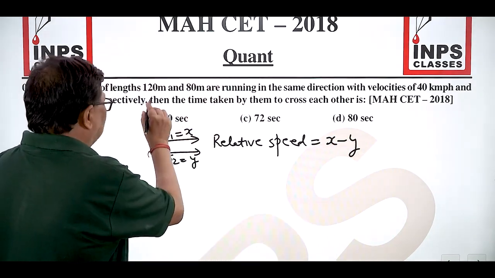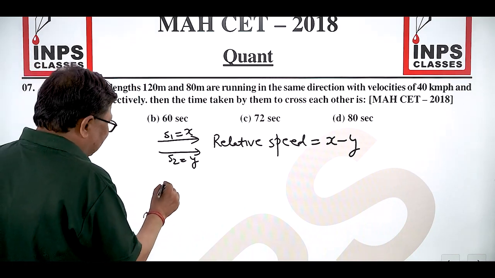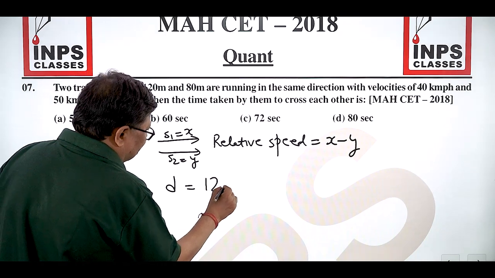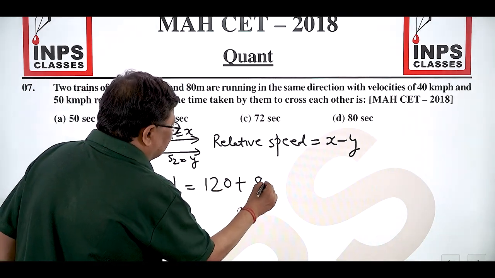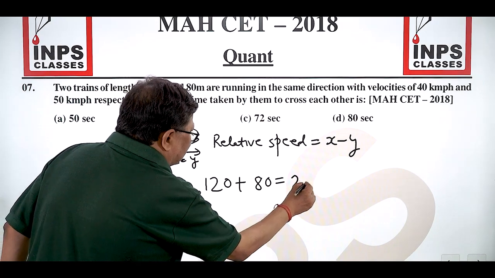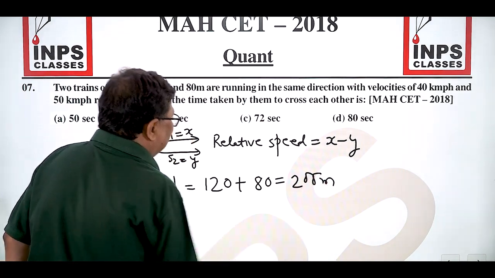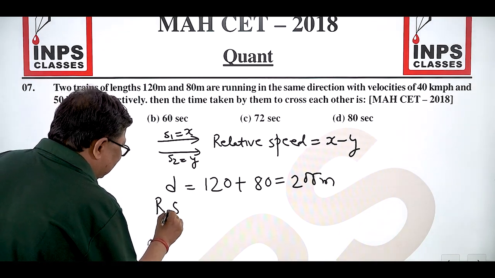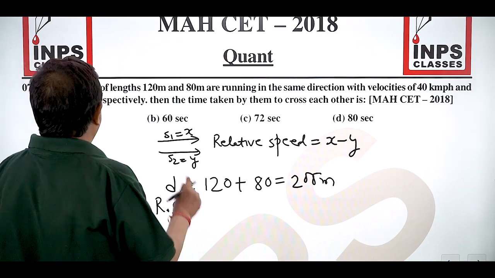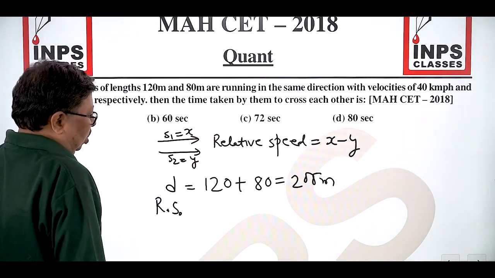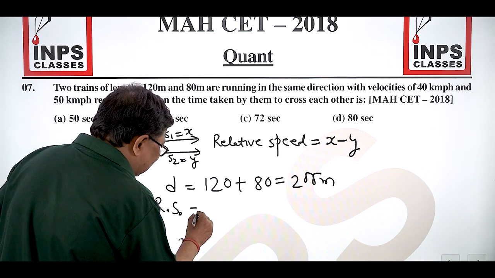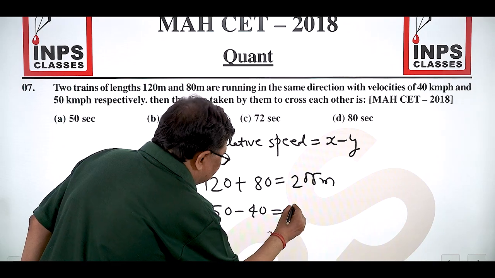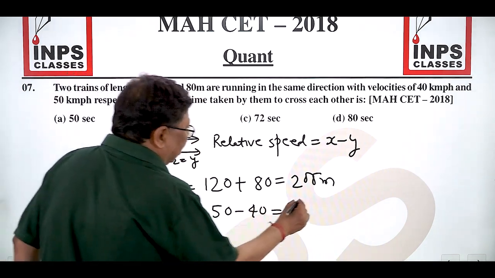Now, to cross each other, the two trains will have to travel a distance equal to the sum of their lengths, that is 120 plus 80. So, that is equal to 200 meters, and relative speed x minus y, where x is greater than y. So, it would be 50 minus 40, that is 10 kilometers per hour.